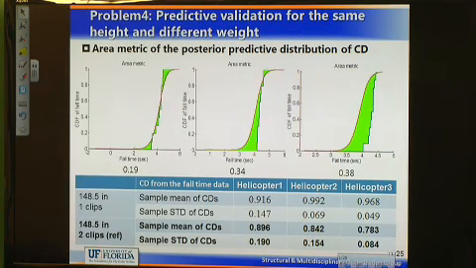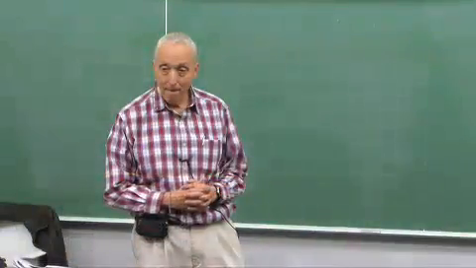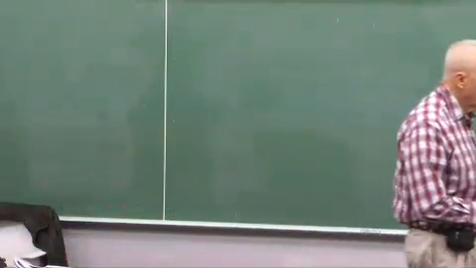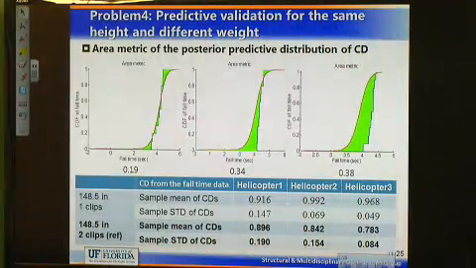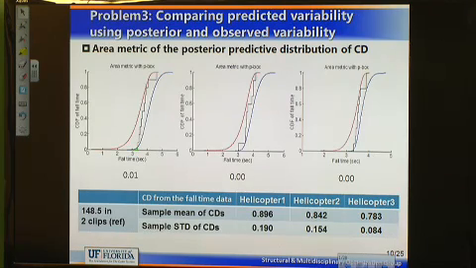Yes? So the graphs that you put up is a CDF of fall time. So is that actually the CDF of the drag coefficient calculated using the fall time data? No. We have the posterior, we have the distribution of CD, and for each one of them, we can calculate fall time, and that's what I'm showing here.